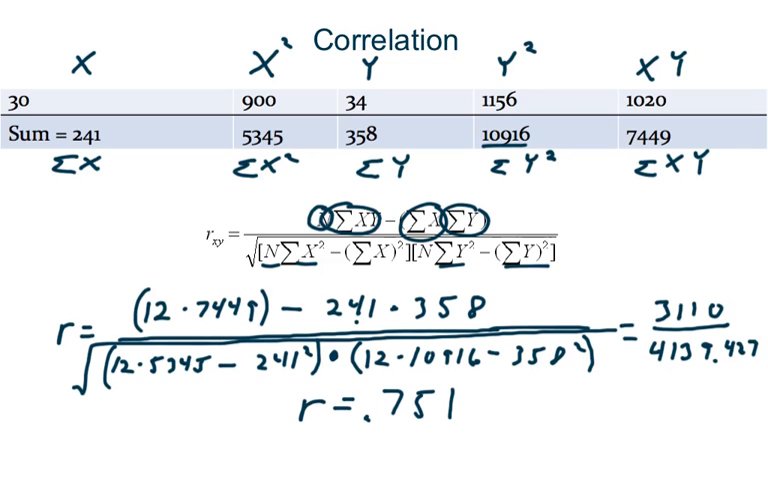So we have a strong positive correlation between the number of storks in the region and the number of live births. So in other words, as the number of storks increases, we tend to see an increase in the number of births, which makes sense because we know the storks are bringing the babies.